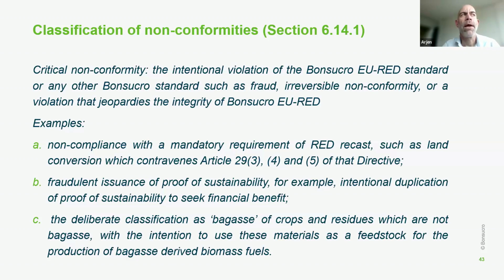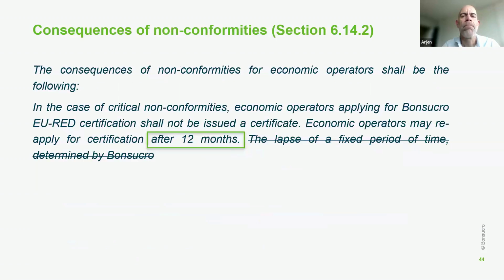Also important to realize is that this aspect of critical non-conformity in Bonsucro only applies to the Bonsucro EU-RED standard. What is also important is that there is a severe sanction in case a critical non-conformity has been identified. An economic operator can only reapply for certification after a period of at least 12 months. In the previous version of the standard, this was a lapse of a fixed period of time determined by Bonsucro, but this has been made more strict. There again, it is a requirement from the European Commission. So reapplication for certification can only be done after at least 12 months.